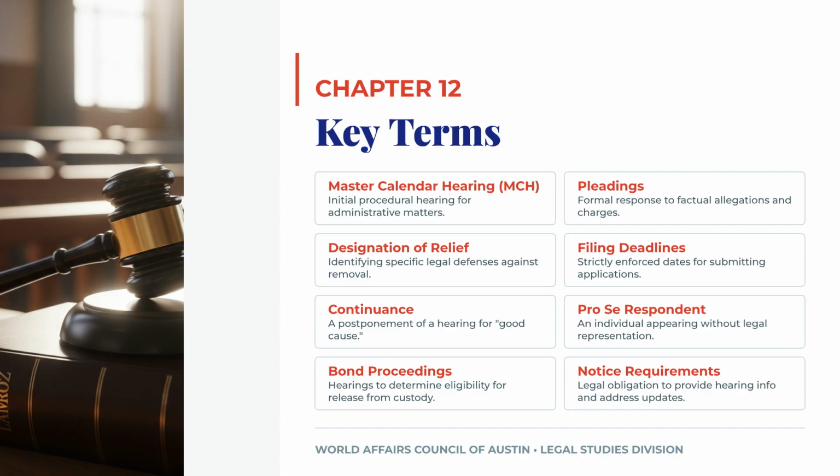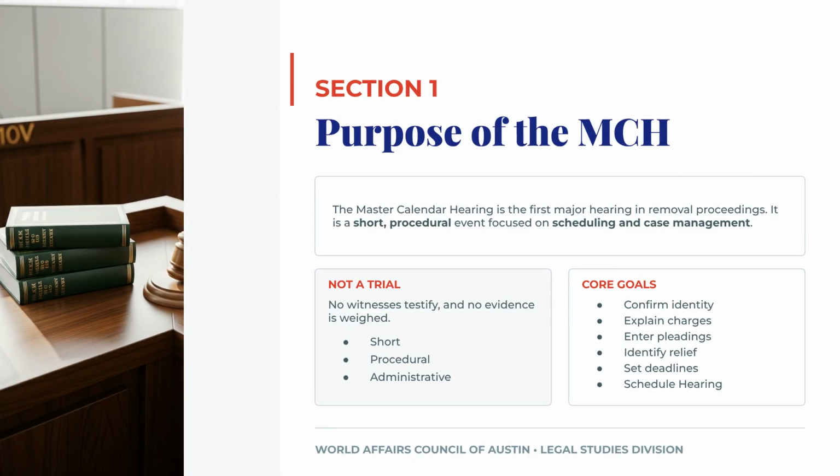Key terms include master calendar hearings as initial procedural events, pleadings as formal responses, designation of relief for legal defenses, continuance for postponement, bond proceedings for custody release, pro se respondents as individuals without counsel, and notice requirements for essential communication. The master calendar hearing is the first major hearing in removal proceedings.